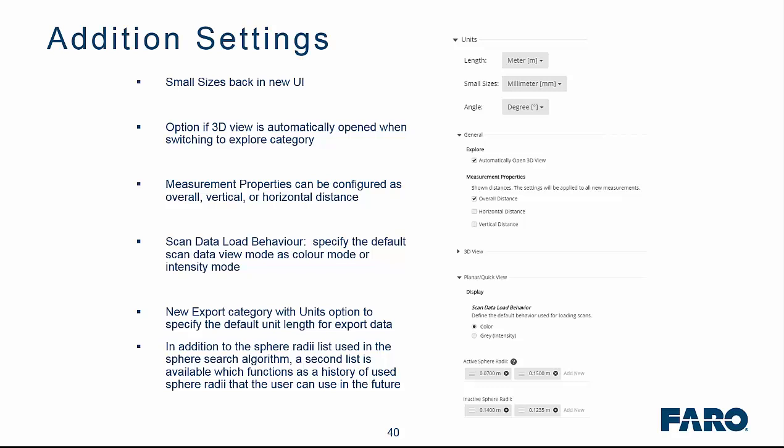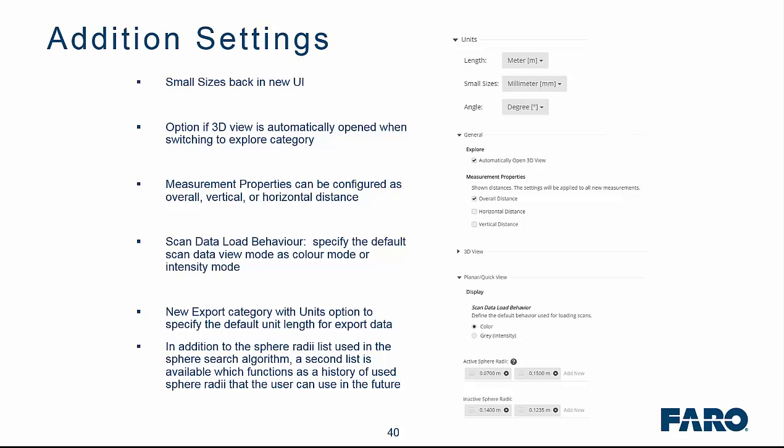We can also now decide what dimensions we want shown. It used to be when we placed a dimension, you get all three. Then we changed it to overall, but now it's user defined, so you can choose what dimension appears as you place a dimension. We can also choose how the data is loaded, whether it's in color mode or intensity mode.